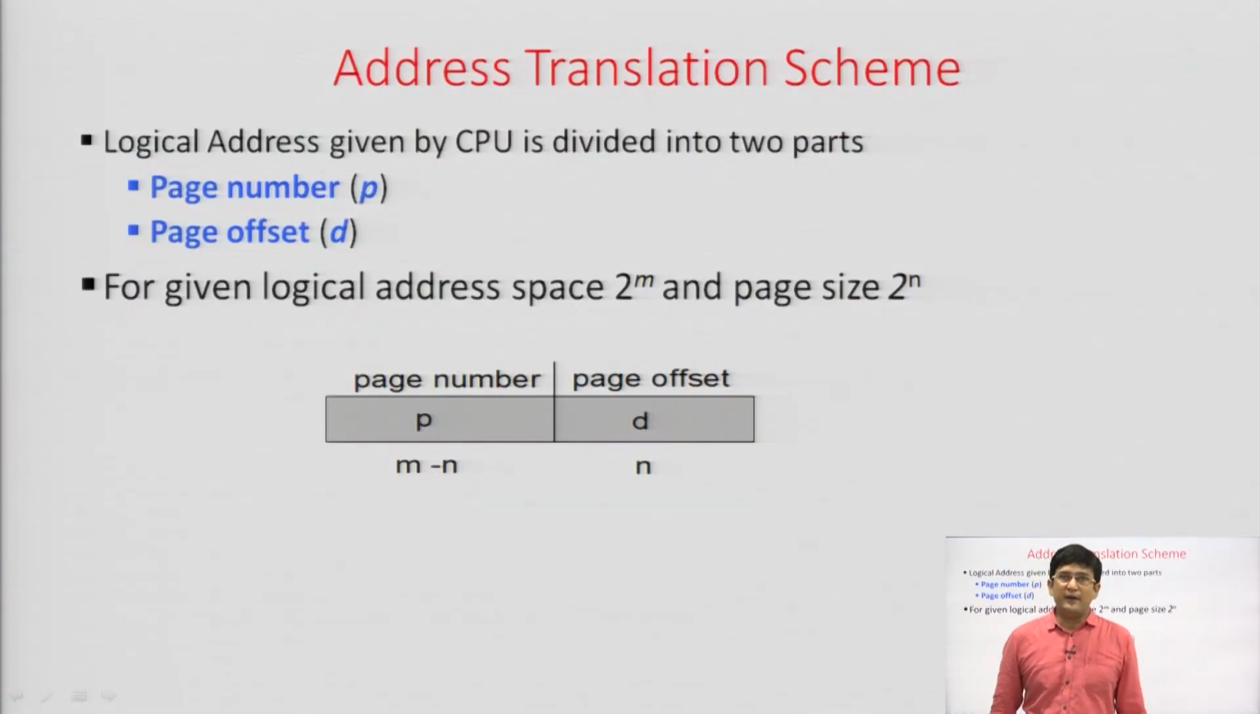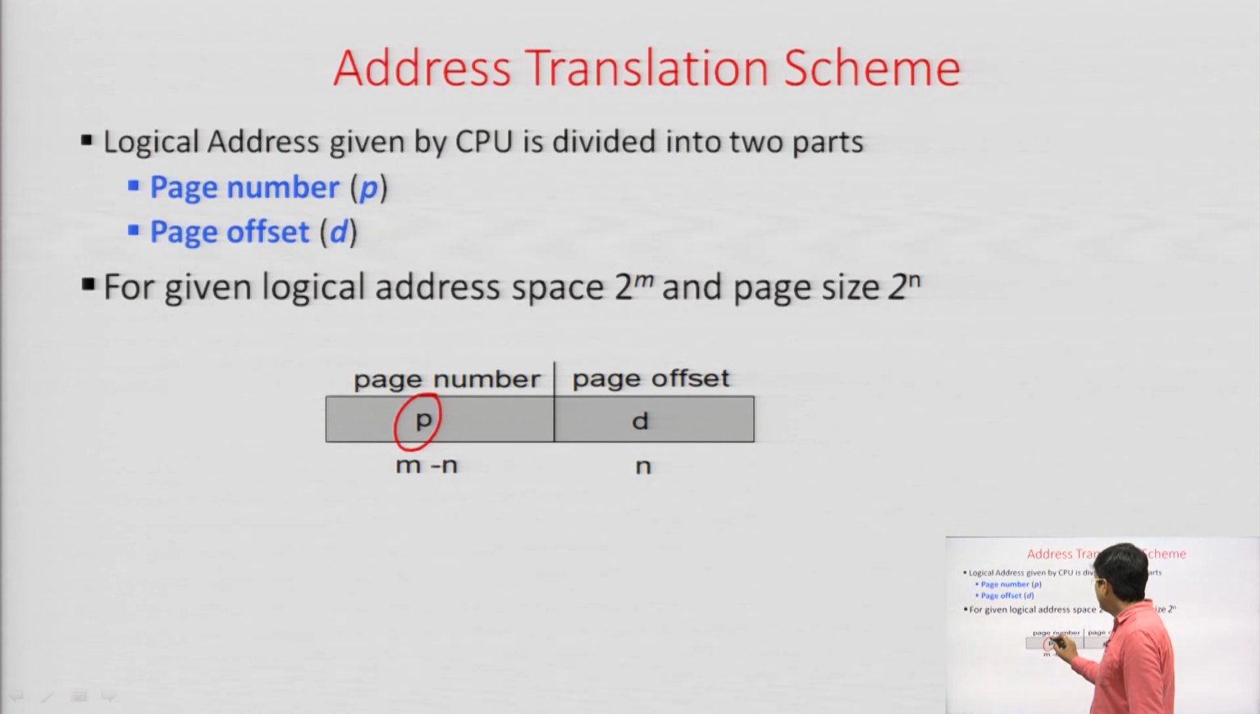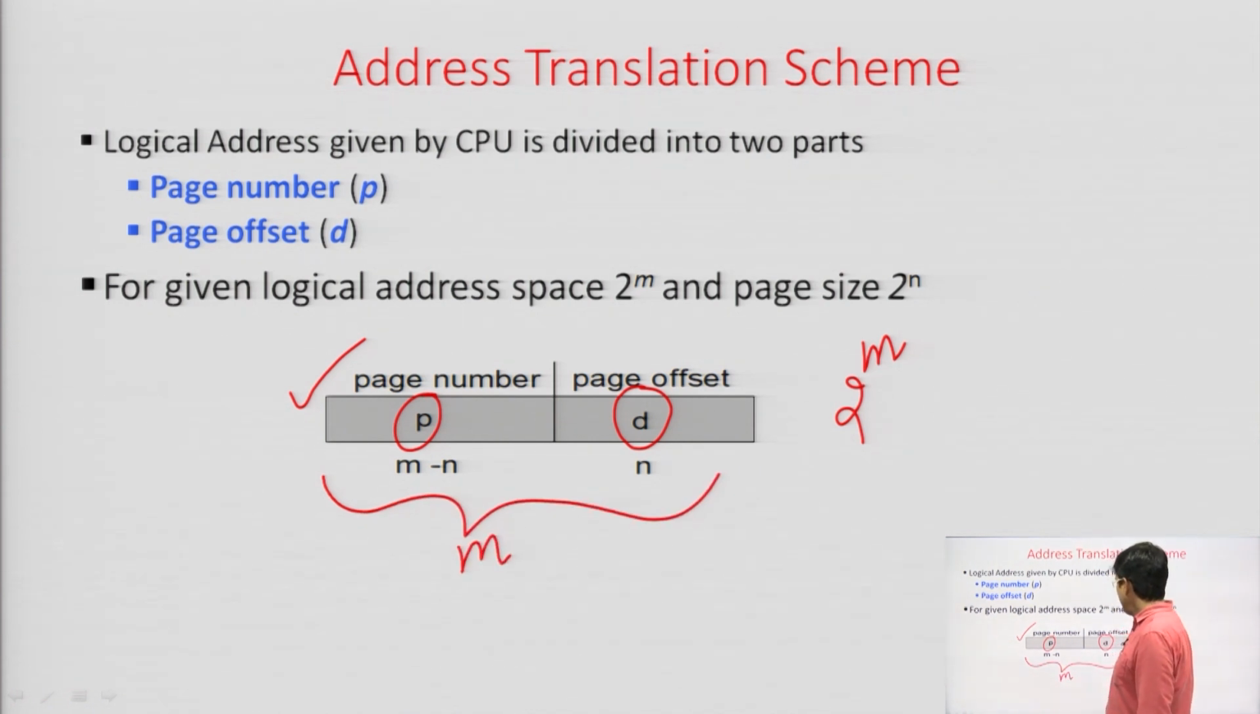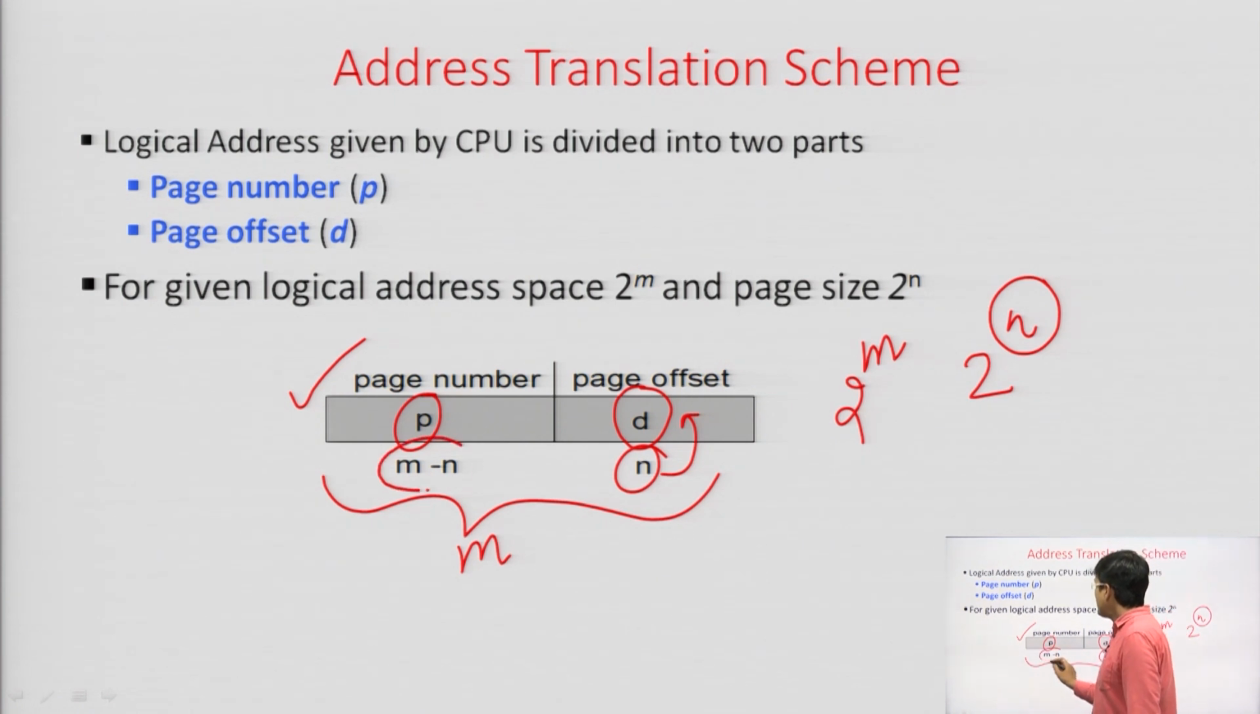Now this is all what we have discussed: the page number and offset, this is the logical address. If the size of the process is 2 raised to the power m, then there will be m bits in the logical address, which is divided into 2 parts. If the size of the page is 2 raised to the power n, then n bits will be used for referring to the offset, and the remaining m minus n bits will be referring to the page number.